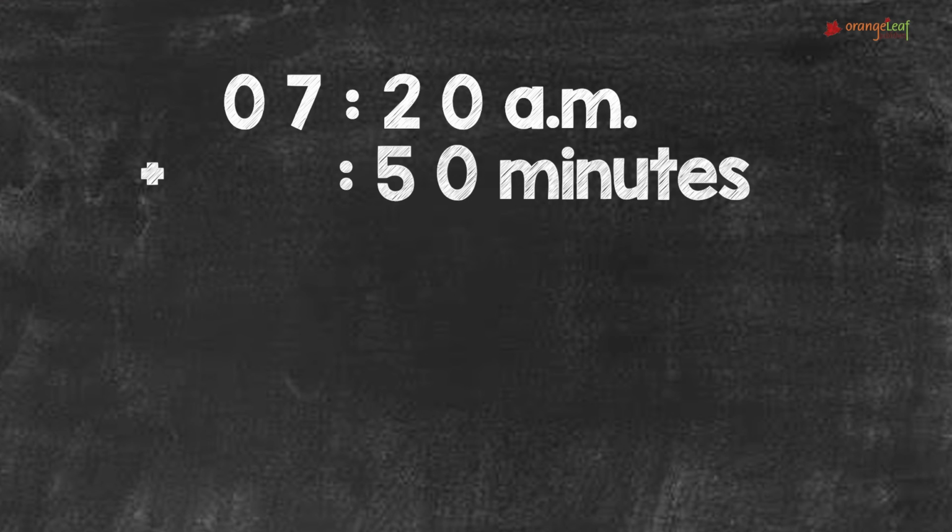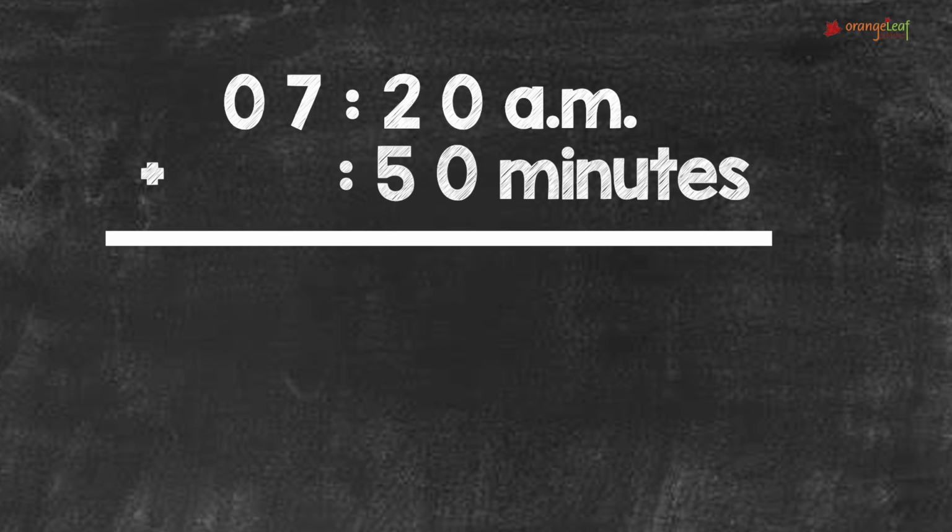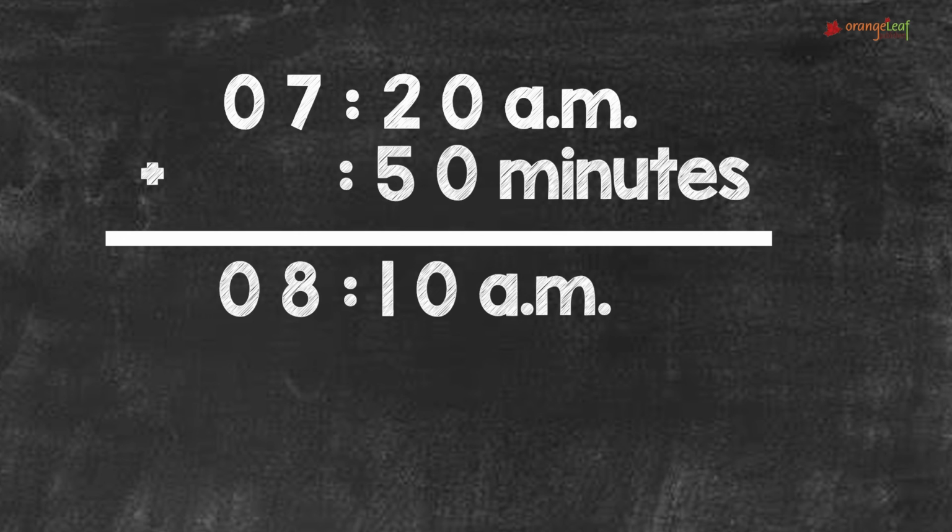Now let's solve some word problems. Arushi went for a walk at 7:20 in the morning. She walked for a total time of 50 minutes. So what time did she come back home? It's simple. We just have to add the minutes to the given time. So 7:20 plus 50 minutes gives us the time as 8:10 AM.